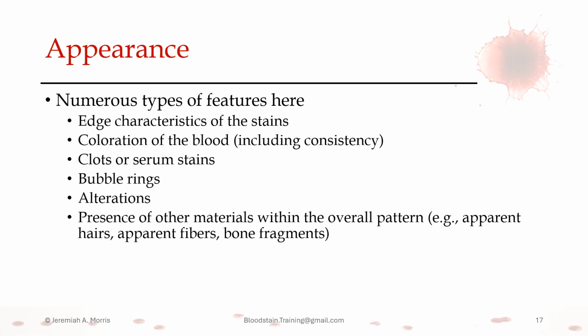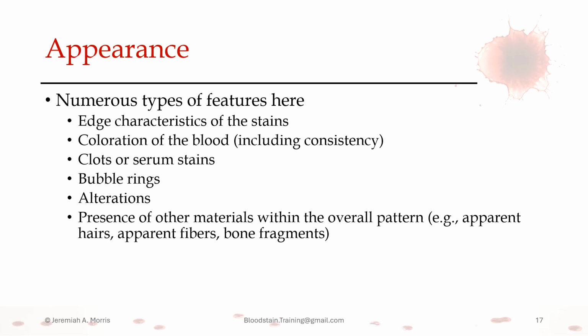We also have this concept of appearance. And appearance has a number of different things. It's kind of this big catch-all phrase. When we're looking at the appearance of a blood stain, we're looking at the edge characteristics of the stain. Are they smooth? Are they jagged? Are they scalloped? What's the coloration of the blood? And this also includes the consistency.